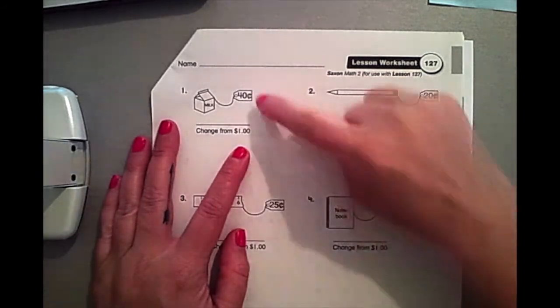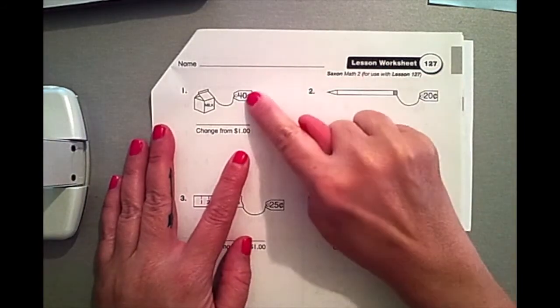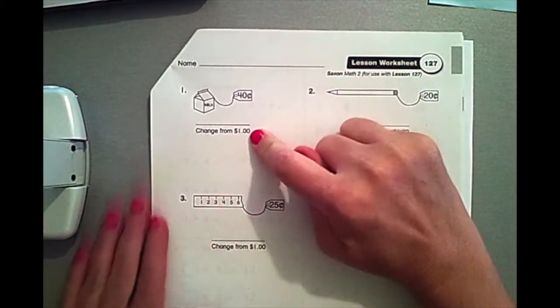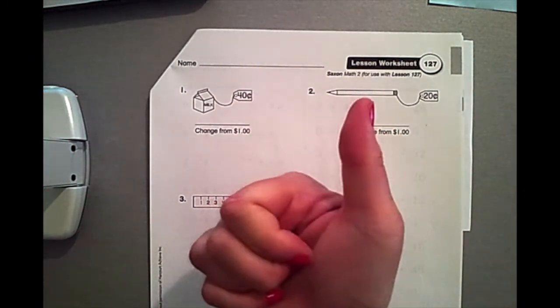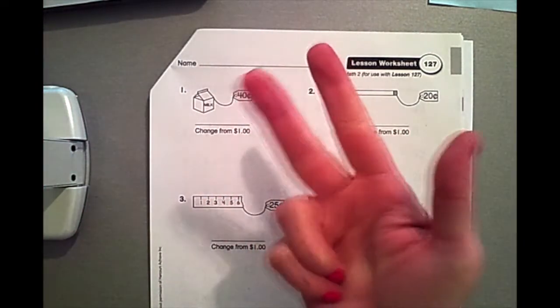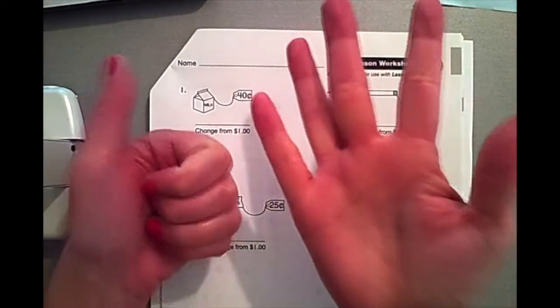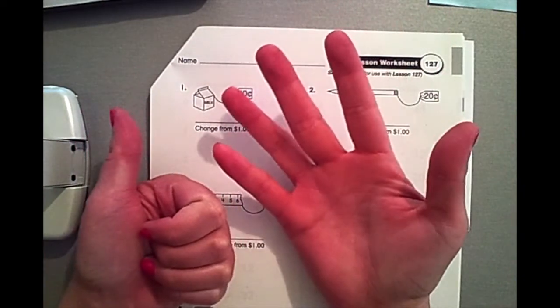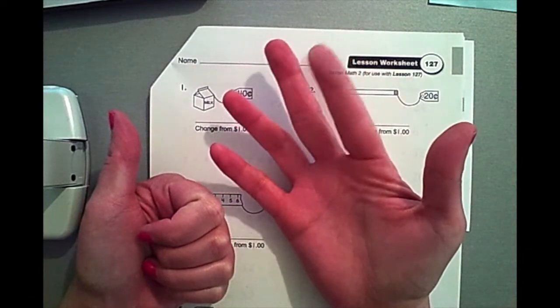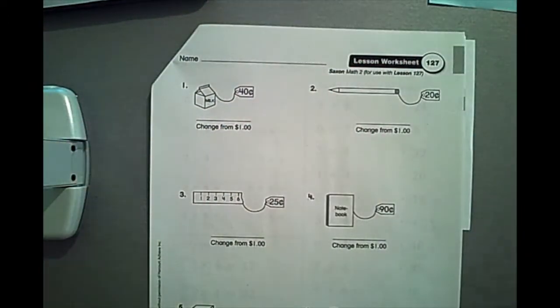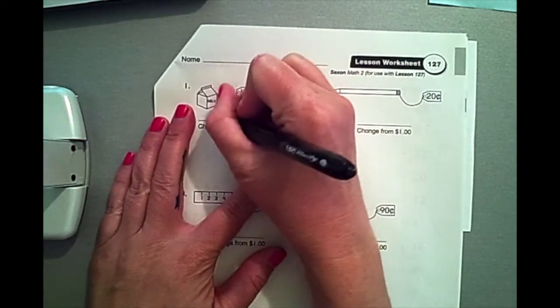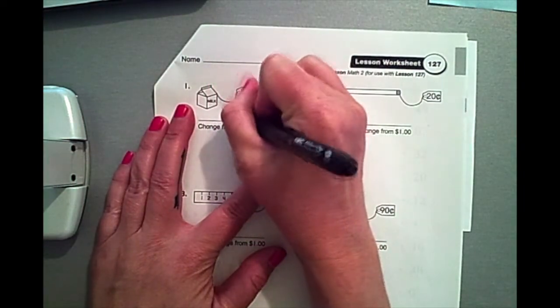So we're gonna count by tens from 40 to $1, which is 100 cents. So 40, 50, 60, 70, 80, 90, 100. So that is 10, 20, 30, 40, 50, 60 cents. Is what you are going to get back. So on the line, you are gonna write 60 cents.